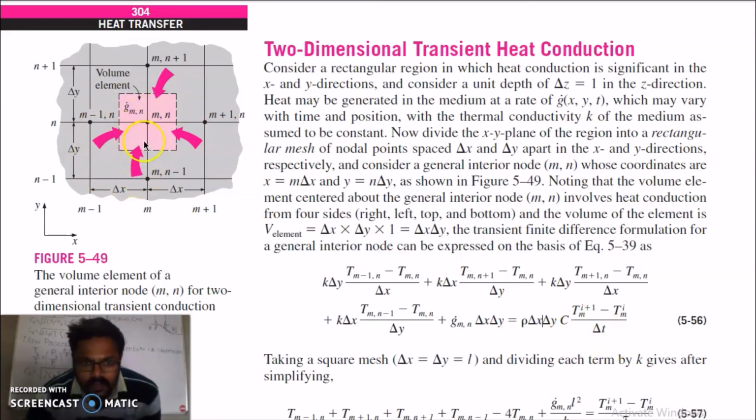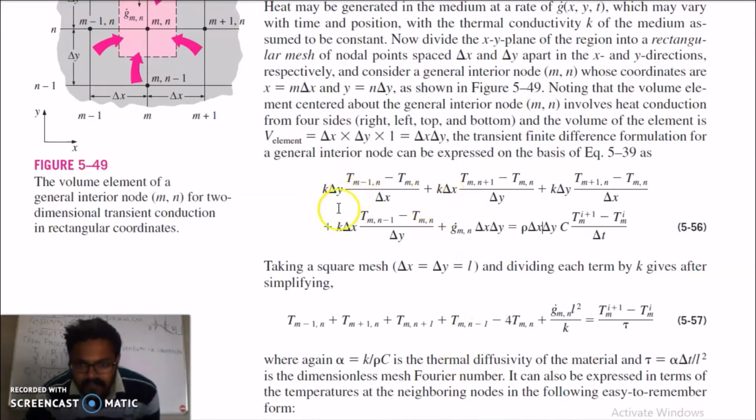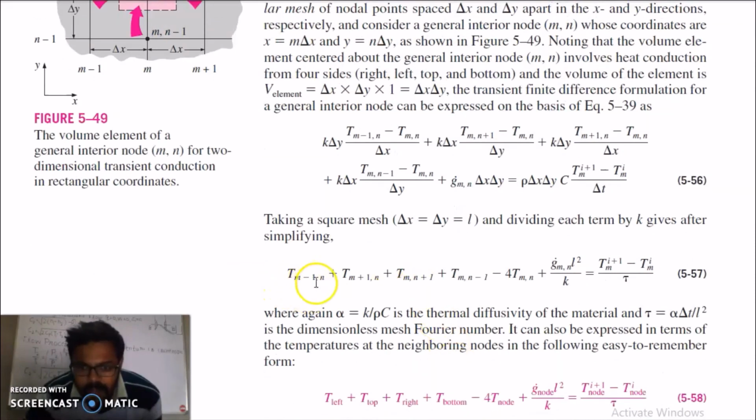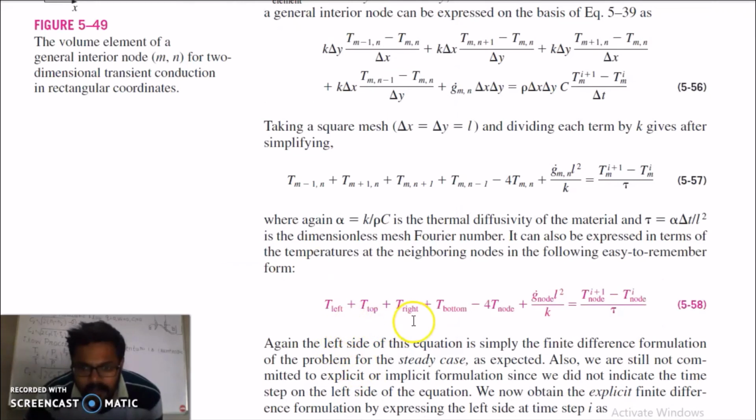If this mesh is square, in case del x is equal to del y, say L, so replace del x and del y by L, you will get this equation. So this temperature here is the neighborhood node temperature. This temperature here is also a node which is neighborhood to this node. This is also a temperature which is neighborhood to this node, and you can express this in terms of left, top, right and bottom, because these are the neighborhood nodes. And this is the node temperature which we have to find out.